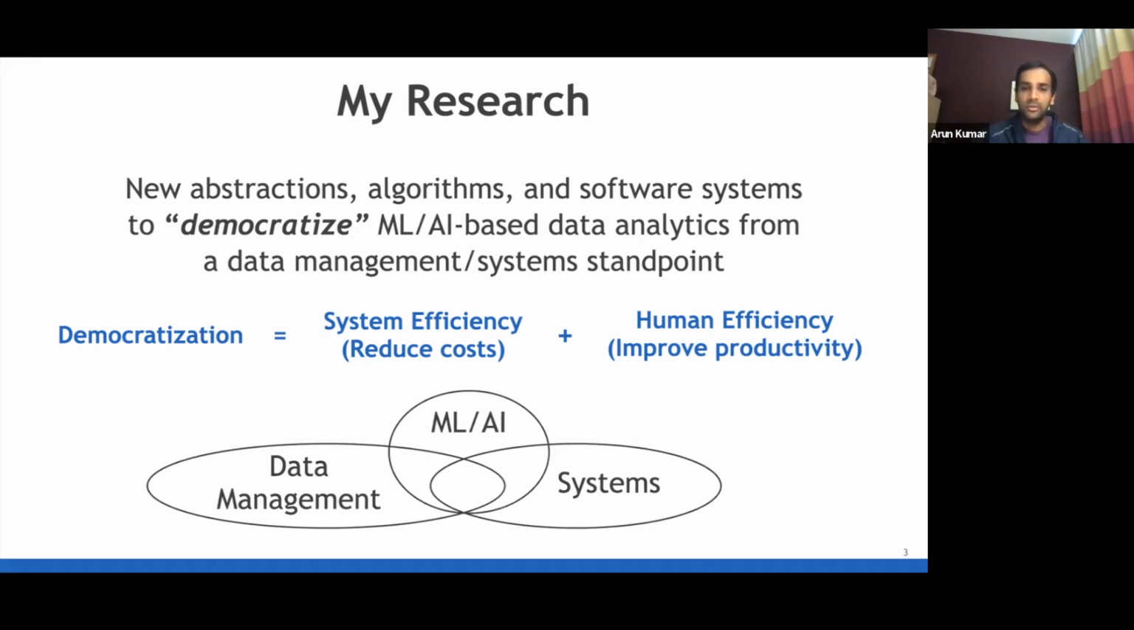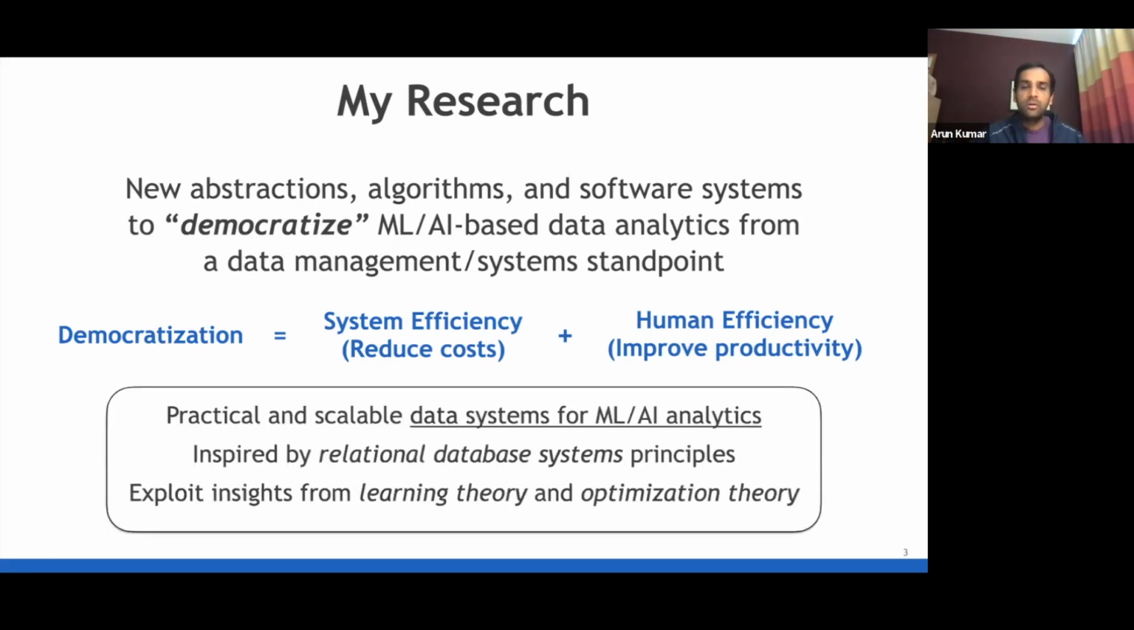And this is sort of what I've been doing for almost a decade, over a decade now, since my PhD days, and then subsequently as a professor here at UC San Diego since 2016, looking at various aspects of this intersection. More concretely, in my research, my style is I study and build practical and scalable data systems for ML and AI analytics. These are inspired by the principles of relational database systems that we know and love. We've been studying them for almost half a century now. But I also exploit insights from statistical and computational learning theory and optimization theory, which are at the root of what ML computations are about.